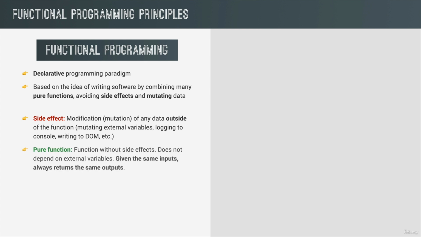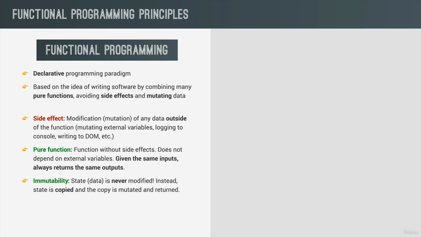Now, next up, a pure function is a function without side effects. So basically a function that does not mutate any external variables and that does also not depend on any external variables. So basically, if we give the same inputs to a pure function, it will always return the same output. And again, that's because it does not depend on any external variables and it also does not manipulate them. And finally, if we look again at our definition here, we also see that functional programming is about avoiding mutating data. And we do that by using something called immutability.